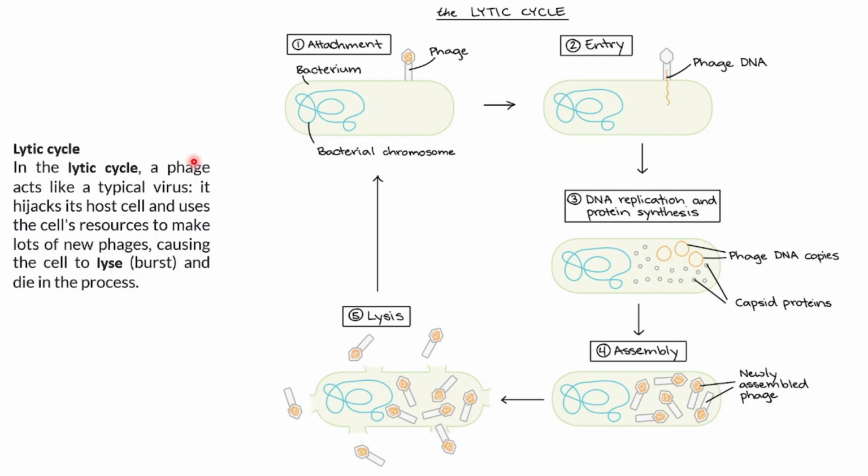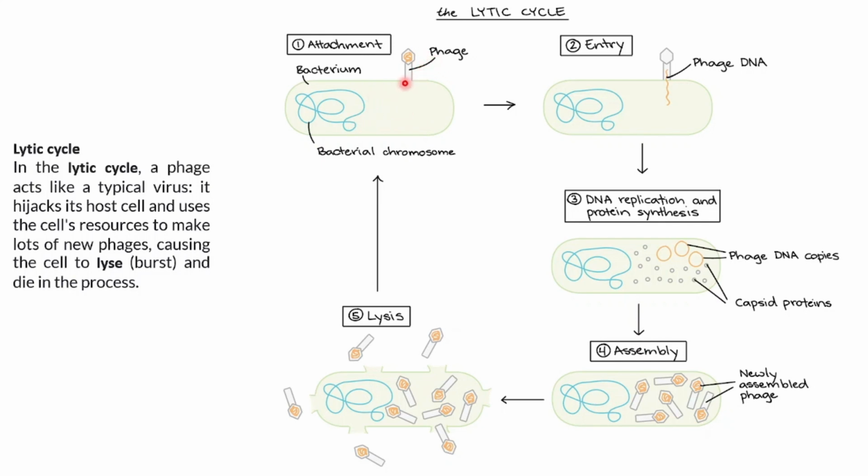So let's take a closer look at both these cycles. As an example, we'll use a phage called lambda, which infects E. coli bacteria and can switch between the lytic and the lysogenic cycle. So what happens in the lytic cycle? A phage acts like a typical virus. It hijacks the host cell and uses the cell's resources to make lots of new phages, causing the cell to lyse and burst and die in the process.